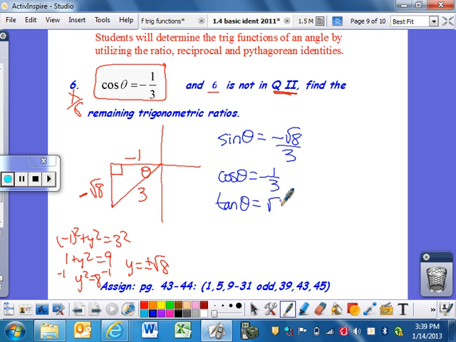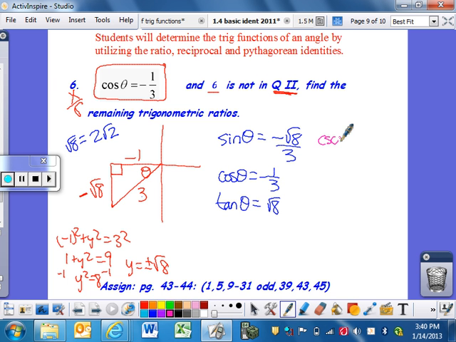It's square root of 8, but I realized I forgot to do this, so I'm not going to rewrite it, but square root of 8 should be written as 2 square root of 2. So rewrite all of these as 2 square root of 2. I just don't want to waste any more of your time. Okay? And then, what are my 3 reciprocal identities? Okay? So I'm going to have to just flip them.